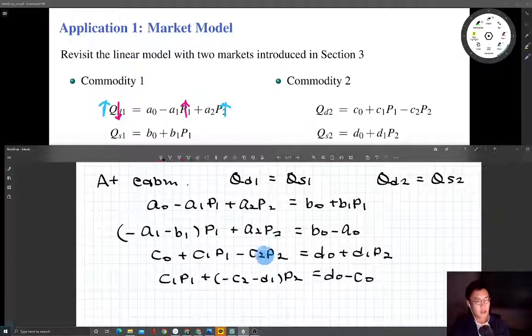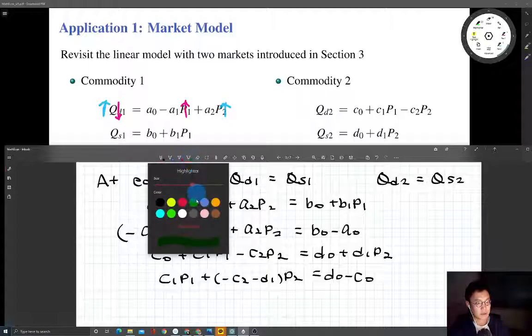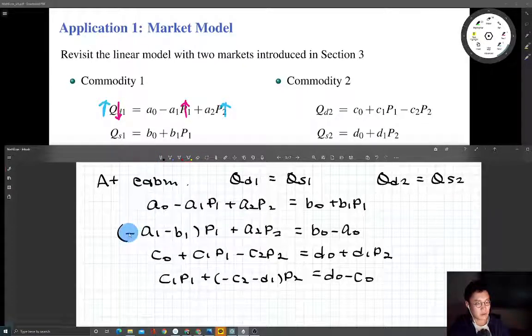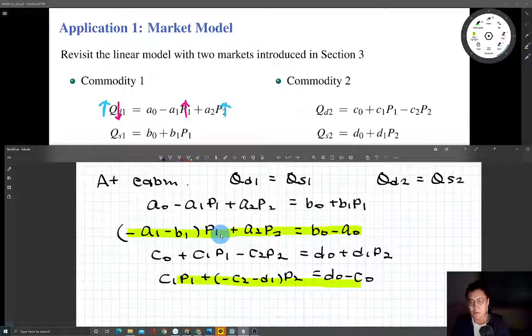Okay, so the two equilibrium conditions can be summarized by these two linear equations, this one and this one. So we come up with a pair of linear equations, and they are linear with respect to P1 and P2, so we can merge them into one single equation in matrix form.